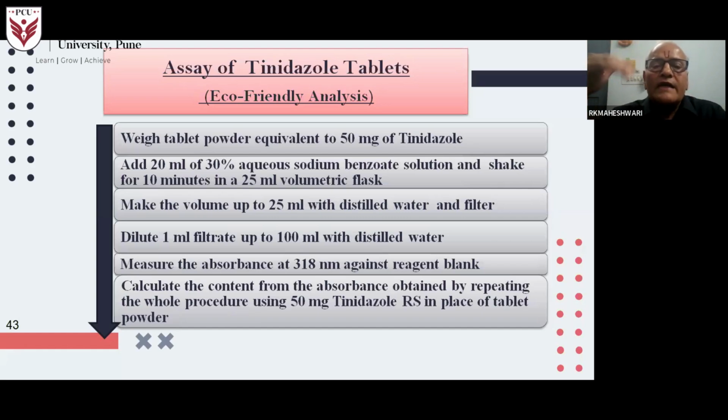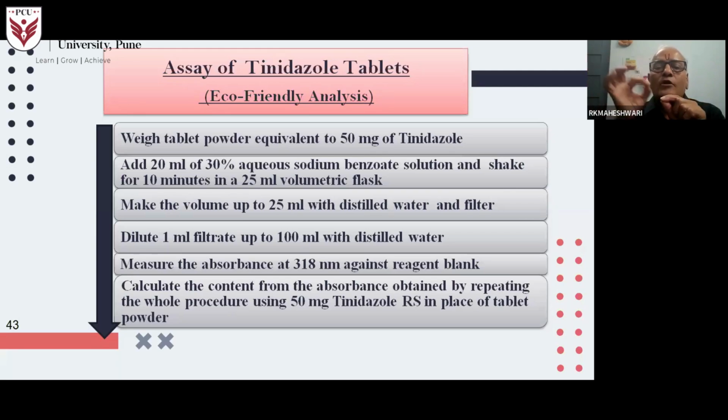Anyway, now let me explain this again to you. What you have done is note the absorbance of this unknown sample. Now, to find out the drug content, you are going to make a calibration curve. For the calibration curve, you will take a pure drug sample.